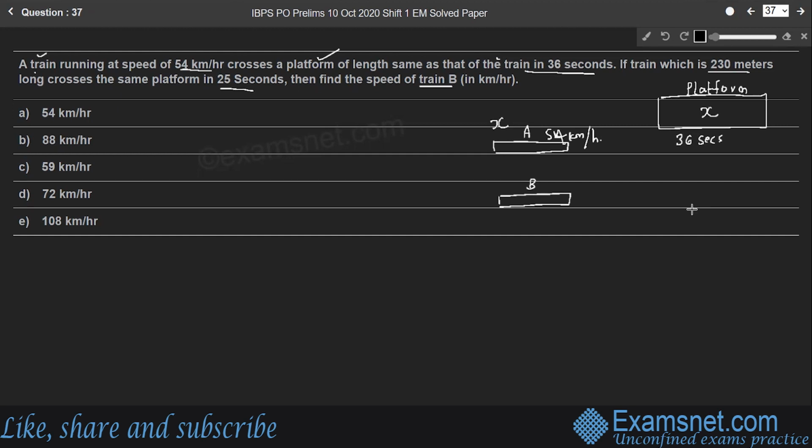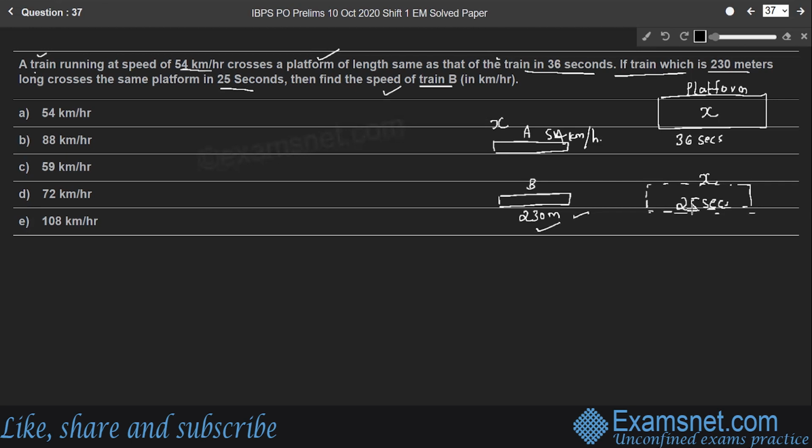Both are same, right? So in the second part, a train which is 230 meters long crosses the same platform. So the length of the second train is 230 meters. When it crosses the same platform in 25 seconds, find the speed of train B. While crossing the platform, train B has to cover a distance equal to its own length plus the length of the platform, that is x.